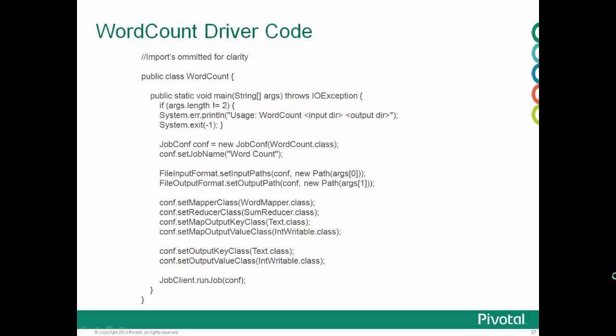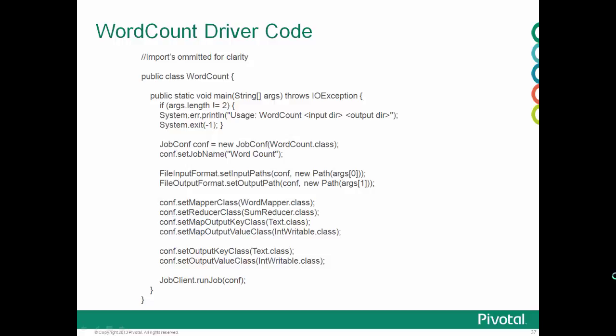The driver requires 2 input arguments. One, the input directory containing the data for this MapReduce job to run against, and an output directory to write final results to. Notice that you can give this job a name or assign a job name for this job. You can use the set input path and set output path methods to specify the input path for the data for this MapReduce job and the output path for the final results.